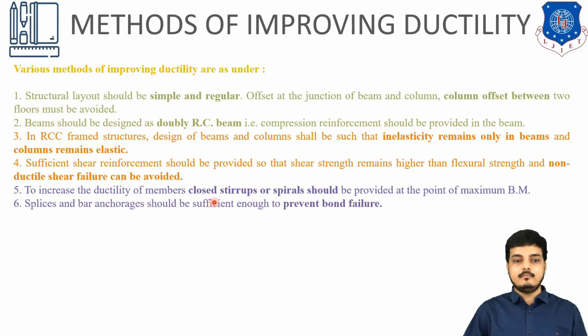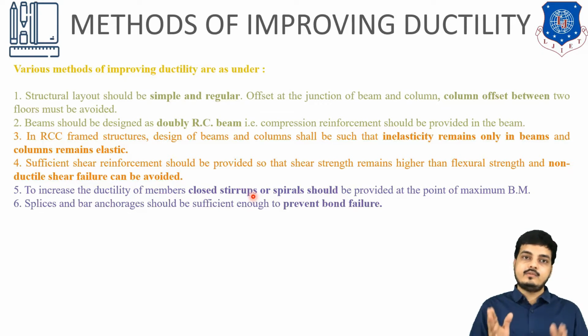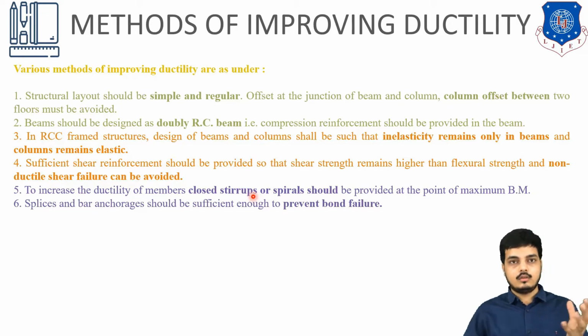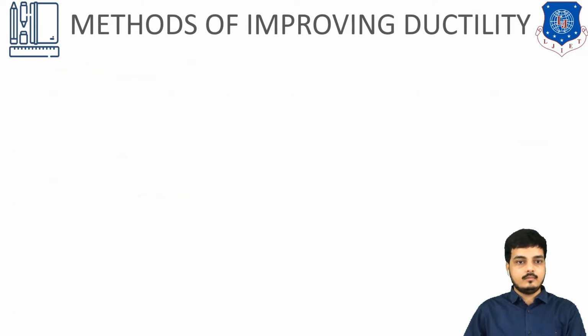Now, to increase the ductility, members should have closed stirrups. In the column, we are providing stirrups at particular locations. We have seen the clause related to special confinement there, as well as in the beam near the face of the column at a distance 2D, where we are providing more stirrups for better confinement. Splices and bar anchorage should be sufficient to prevent bond failure. Obviously, the anchorage of splices and bars must be sufficient to prevent bond failure.